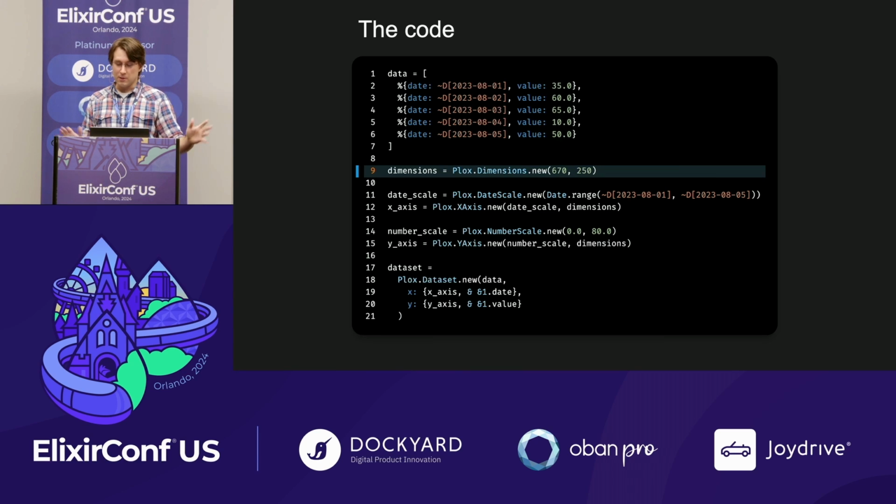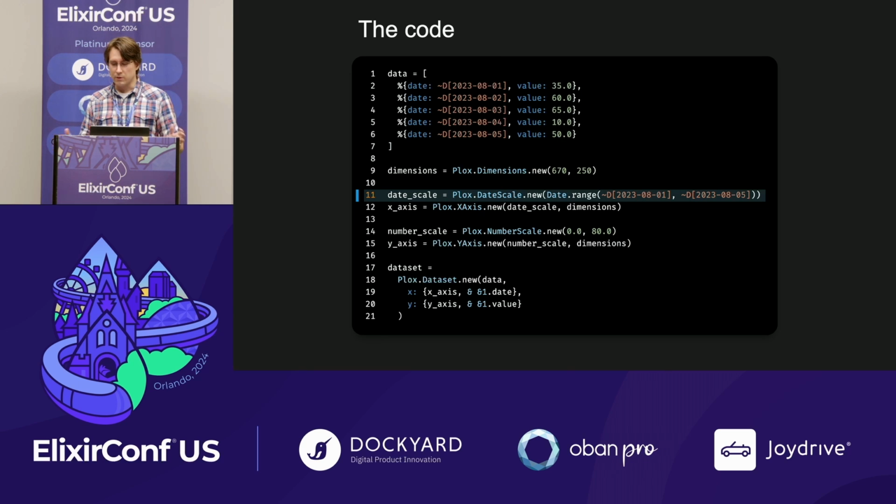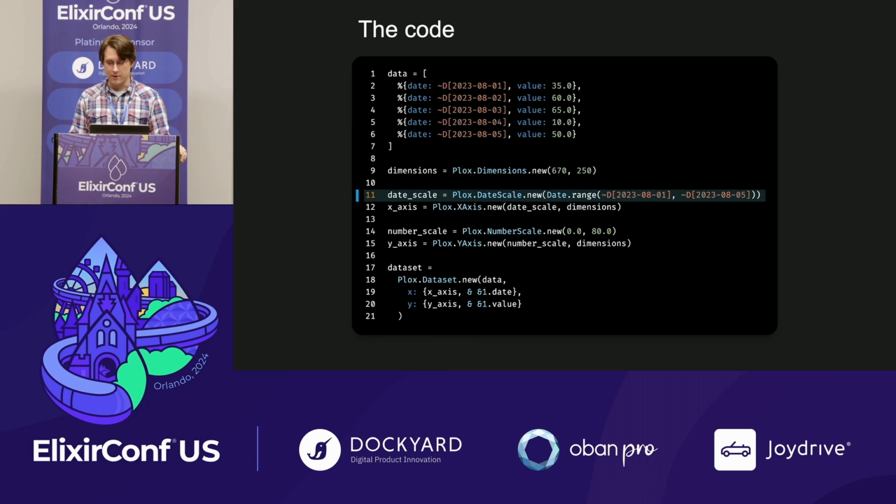But it's flexible. You can do what you want. Plox needs scales in order to convert the data values, like dates, to actual pixel coordinates within the plotting area, right? So here we're creating a basic date scale by giving the earliest and latest dates present in our data set. It doesn't infer this. This is up to you to decide how you want your x-axis to be drawn. So here we give August 1st as the first date, August 5th as the last date, because those are the first and last values present in our raw data.